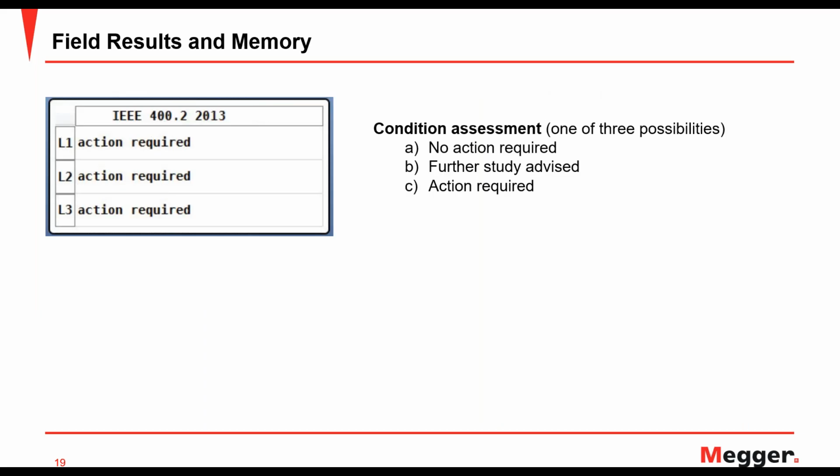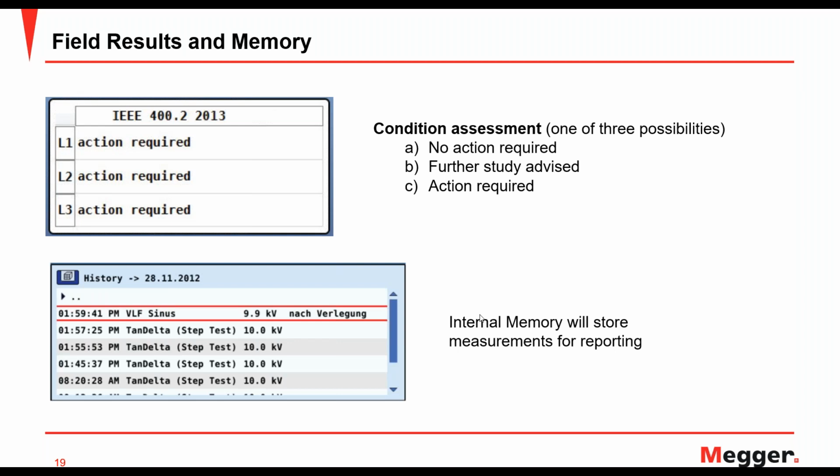So here we wanted to show you some field results, a classic example of a tan delta measurement. This is what I was talking about earlier as to the assessment of tan delta after the test is performed, in accordance with IEEE 400.2. In this case, there was action required on all 3 phases, but there are 3 possibilities: no action required, further study advised, or action required. So you get immediate results and recommendations there. And the internal memory stores these measurements for your reporting.